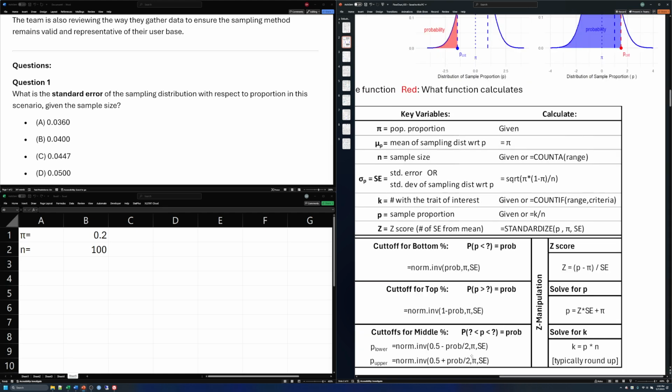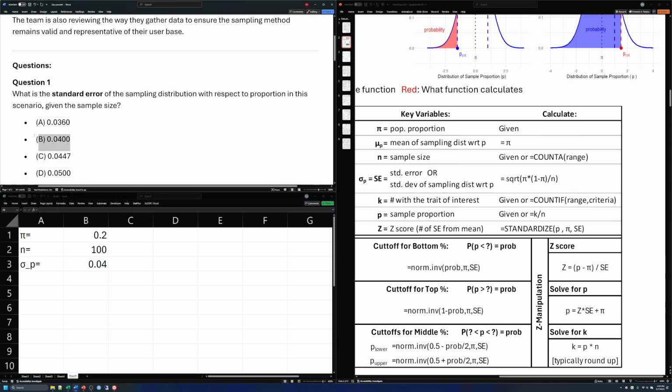Okay, come back on over, and we see that if we want our standard error, or the standard deviation of the sampling distribution with respect to proportions, this is what we are looking for. This is just the square root of pi times 1 minus pi, divided by n. So we've got all of that. We can say that this is sigma_p, or standard error, and we are just going to do sqrt, the square root of pi times 1 minus pi, and we can divide by the sample size, end our parentheses, and we hit enter, and we get 0.04.